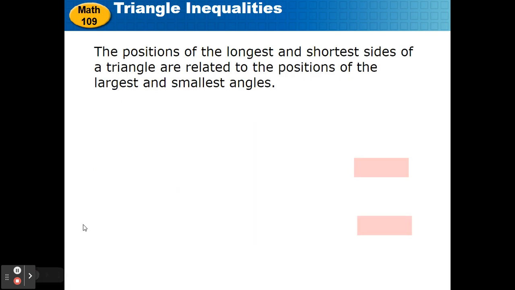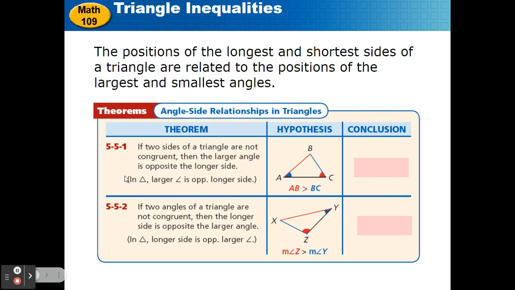Well, the positions of the longest and shortest sides of a triangle are related to the positions of the largest and smallest angles, and that's summed up in 2 triangle inequality statements. These theorems state that if 2 sides of a triangle are not congruent, then the larger angle is opposite the longer side. And you see an abbreviation for this. In a triangle, larger angle is opposite longer side. Here in our picture, AB is of greater length than BC. Our conclusion, therefore, would be that angle C is of greater measure than angle A, because C is across from, or opposite, the longer side.